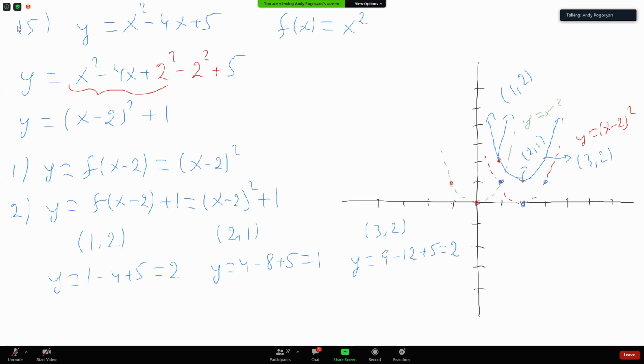So using the transformation, checking it's up to you. You can check, or if you are sure, you don't have to check. It means you start from the base function and then show the transformations until you get the last step. Okay, any question?